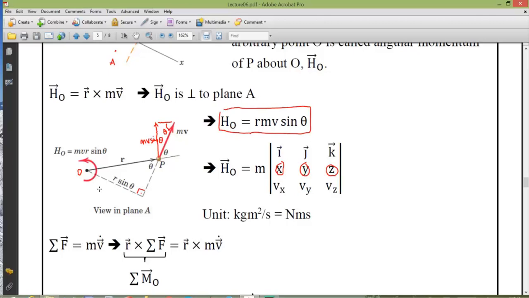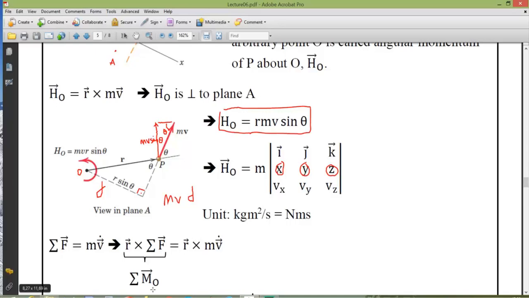In other words, what we are defining here is a distance d that is going to be perpendicular to the mv. So you can get away with just saying m times v times d, and then define this d to be equal to r sine theta.